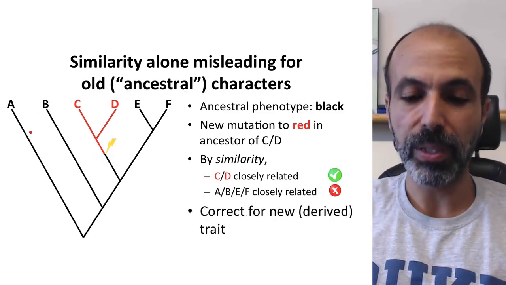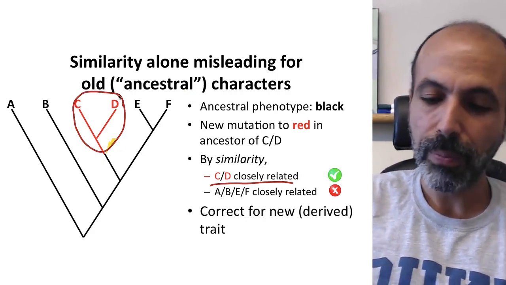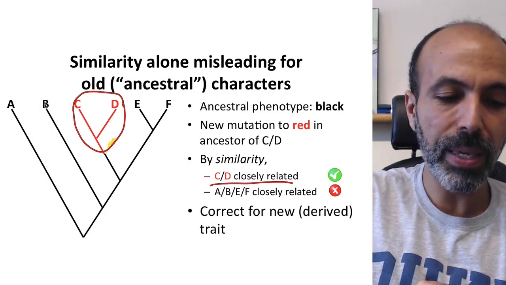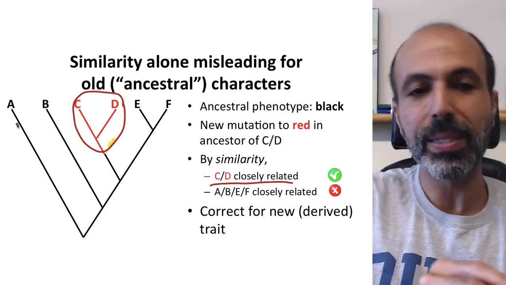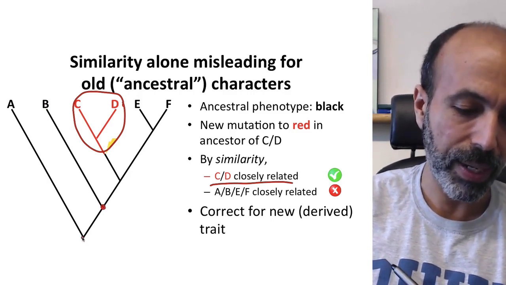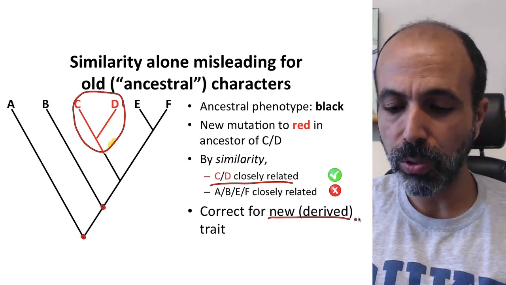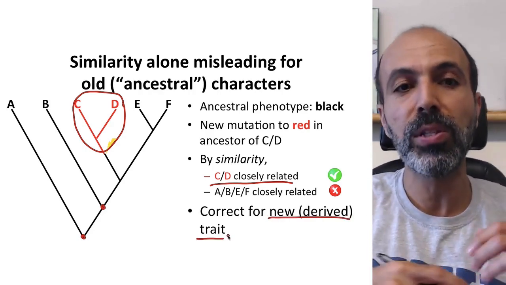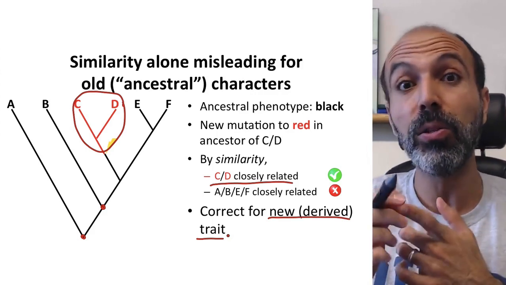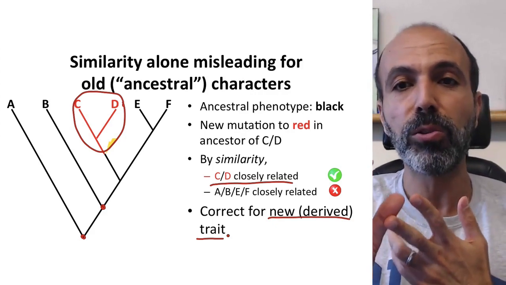The answer is partially. It is true that C and D are closely related, as you can see over here, but A, B, E, and F are not particularly closely related. You see that, in fact, B is more similar to C than B is to A, right? Because the most recent common ancestor of B and C is right here, whereas B and A is further back. So this works for new or derived traits that have arisen during the evolutionary time of the tree that you're looking at. This now assumes that changes are infrequent. And again, this tends to work just for the newly evolved or derived trait.